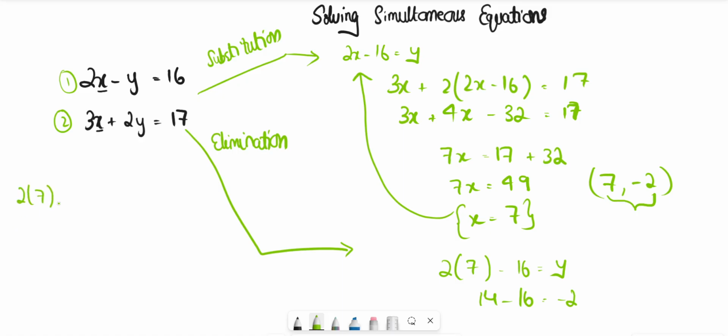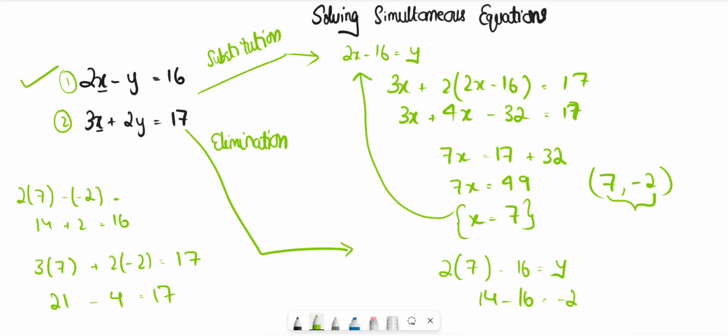2 into 7 minus minus 2 equals 14 plus 2 equals 16. So yes, I've satisfied this equation. What about this? The values of 7 and minus 2. 3 into 7 plus 2 into minus 2 equals 17. 21 minus 4 equals 17. Are we done?